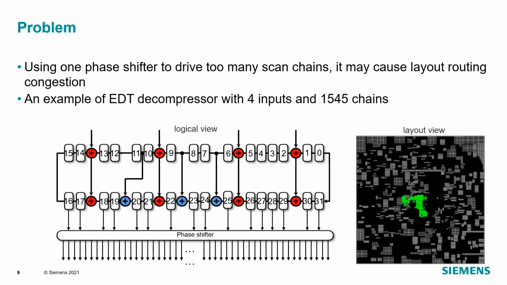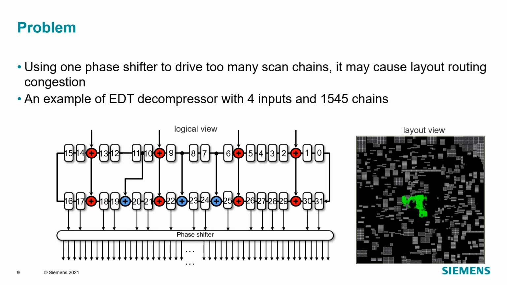Let's take a look at the phase shifter using the decompressor shown here on this picture. The phase shifter drives 1,545 scan chains. Since every XOR gate driving a scan chain taps 3 flip-flops, the 32 flip-flops have to provide 3 times 1,545 taps, which is 145 taps per flip-flop.